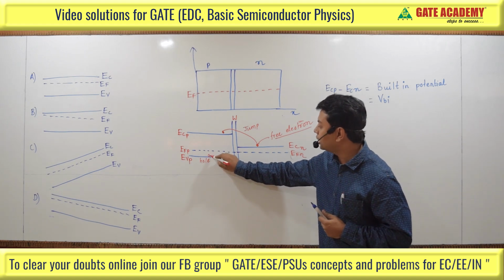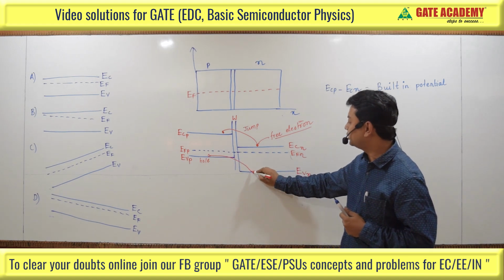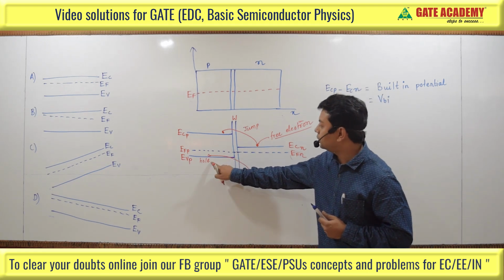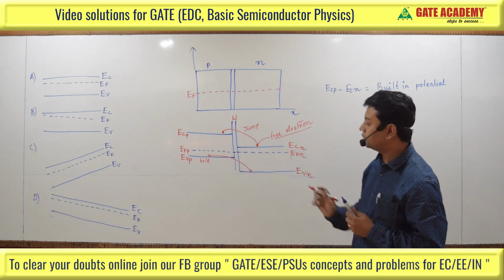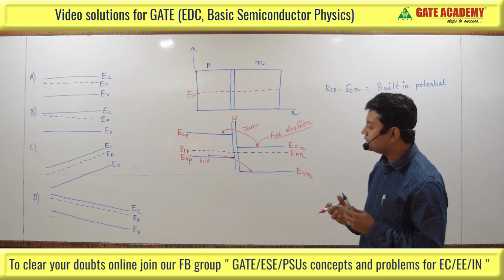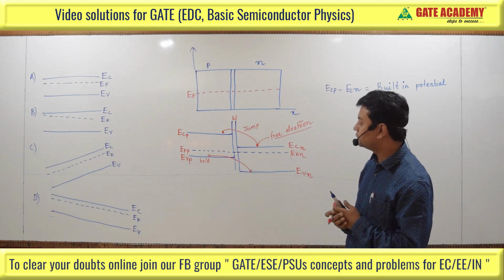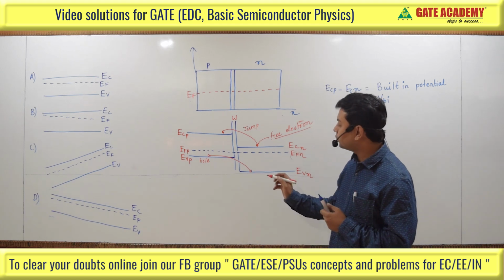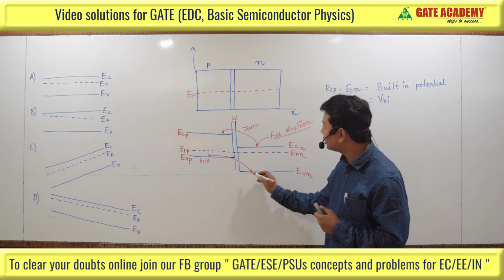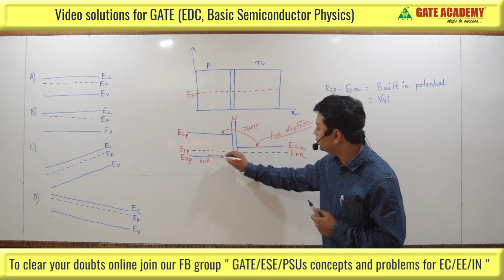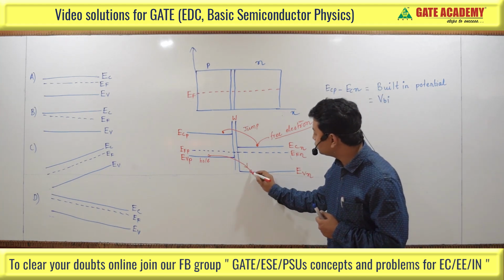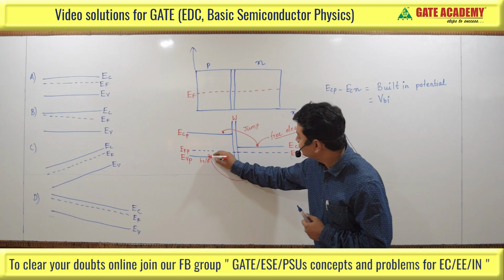So this hole has to move from this side to this side, when it moves from the valence band on one side to the valence band on the other side. And since we know that holes never move, we have to consider the bonded electron on one side of this semiconductor. If the hole is moving in this direction, then definitely the electrons will move from this to this.